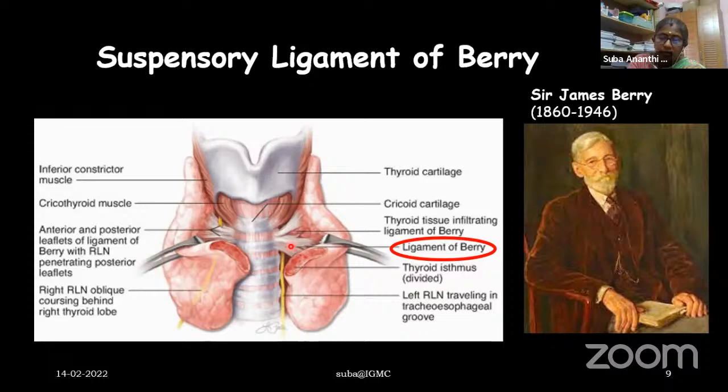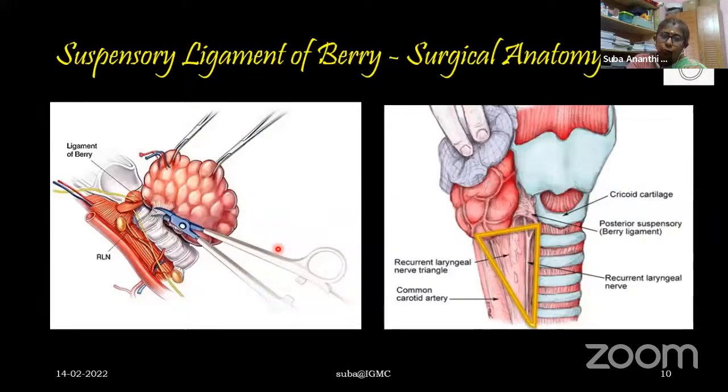He was a British surgeon. So this medial condensation of pretracheal fascia is called the suspensory ligament of thyroid, or suspensory ligament of Berry. During thyroidectomy, again, we have to release this suspensory ligament of Berry. So before cutting this suspensory ligament of Berry, care should be taken not to injure the recurrent laryngeal nerve.